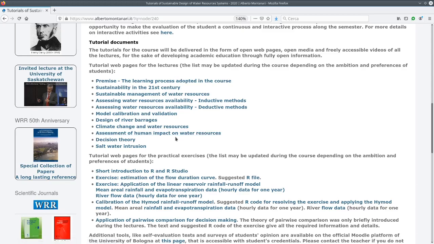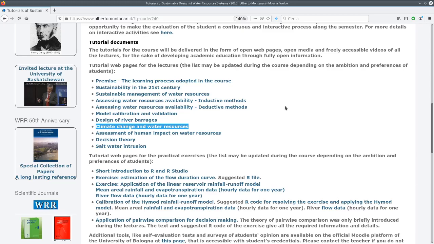Here you see the web page of our course, and we just talked about designing river barrages. We have these 4 topics that I would like to discuss with you. And be careful, this one, which is scheduled to be the next one, climate change and water resources, would be the first time that I give this lecture to students of sustainable design of water resource systems. I think it is extremely interesting, and therefore I would like to deliver it now.